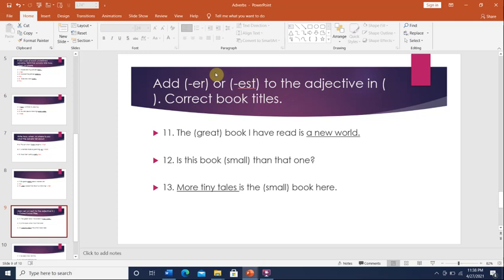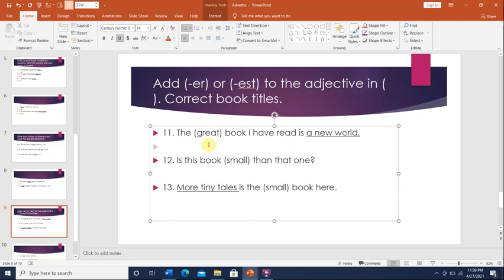Okay, and it says write the correct book titles. The book titles are the names of the story. Let's do one at a time. The great book I have read is A New World. So out of all the books that I read, this is the greater or greatest? The greatest. I read many books and this is the greatest. So it should be the greatest book I have read is A New World.